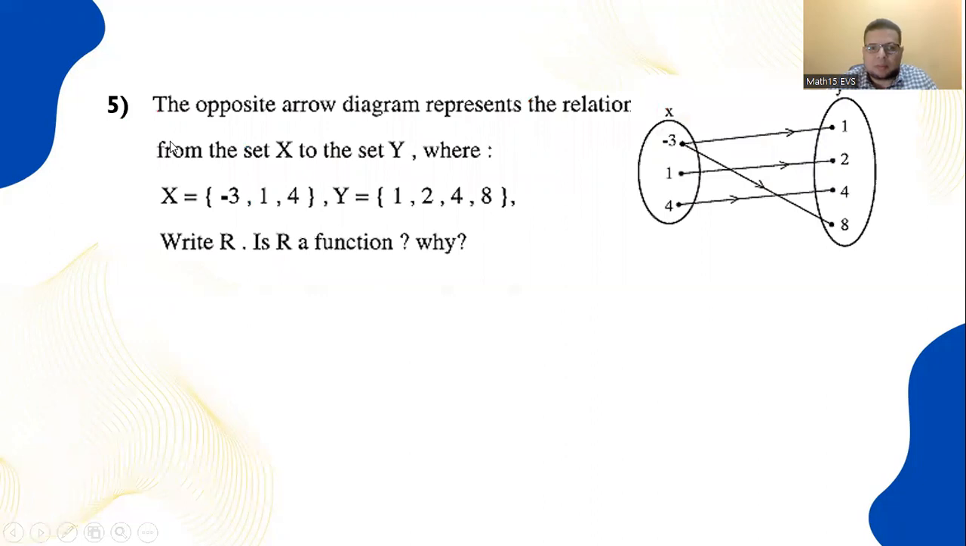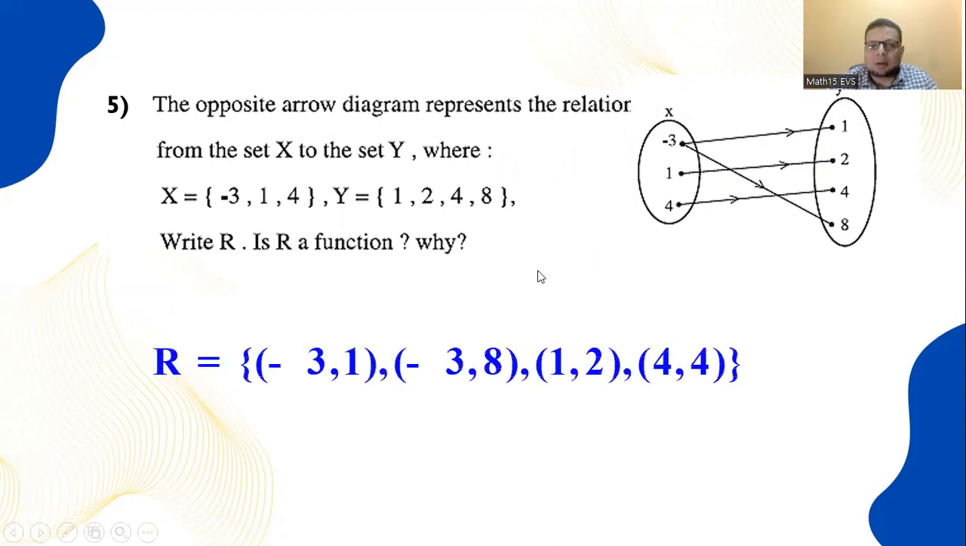Question number 5. The arrow diagram represents the relation from x to y, where x equals -3, 1, 4, and y is 1, 2, 4, 8. Write R. I need the relation. You write (-3, 1), (-3, 8), (1, 2), (4, 4). This is called the relation.